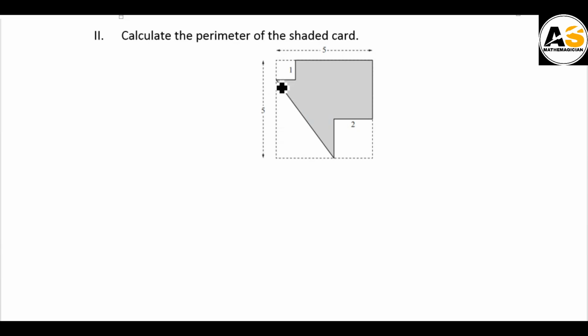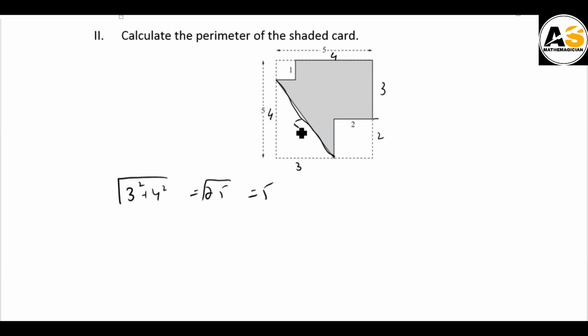Perimeter will be this length plus this length, which is 2, plus this length, which is again 2, plus this length, which is 3, because this is 5 and this is 2, so this will be 3. Similarly, this is 5, this is 1, this will be 4. This we calculated in the last part. This is 4, this is 3. So we will first use Pythagoras theorem to calculate this length. This length is square root of 3 squared plus 4 squared, square root of 25, which is 5. So this length is 5.